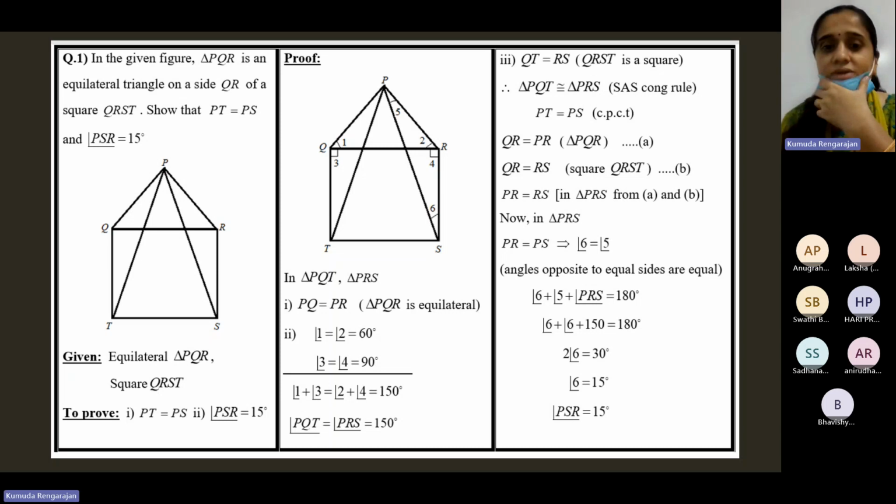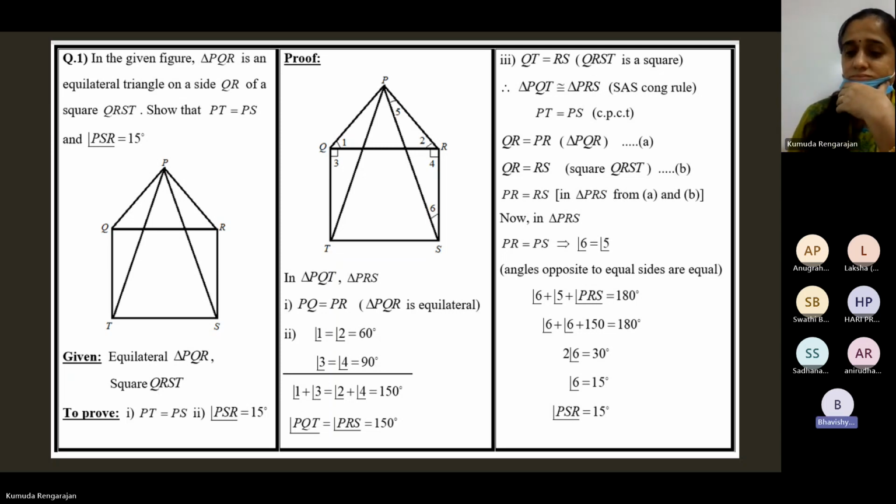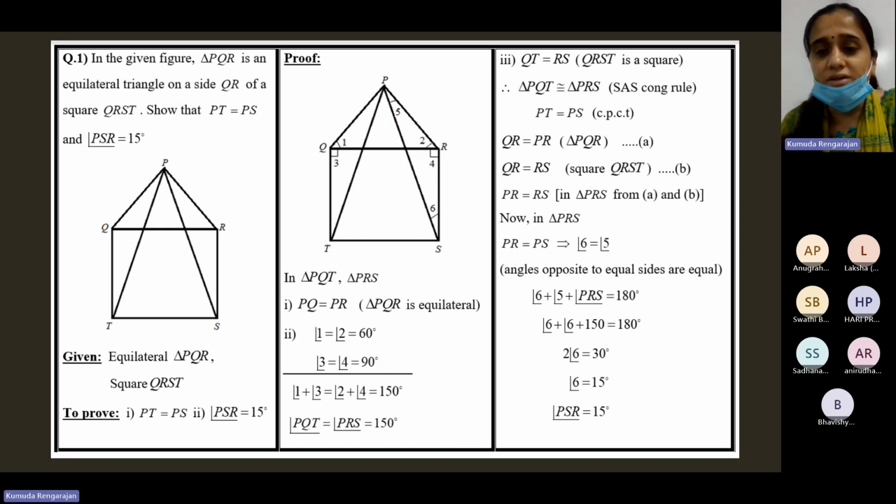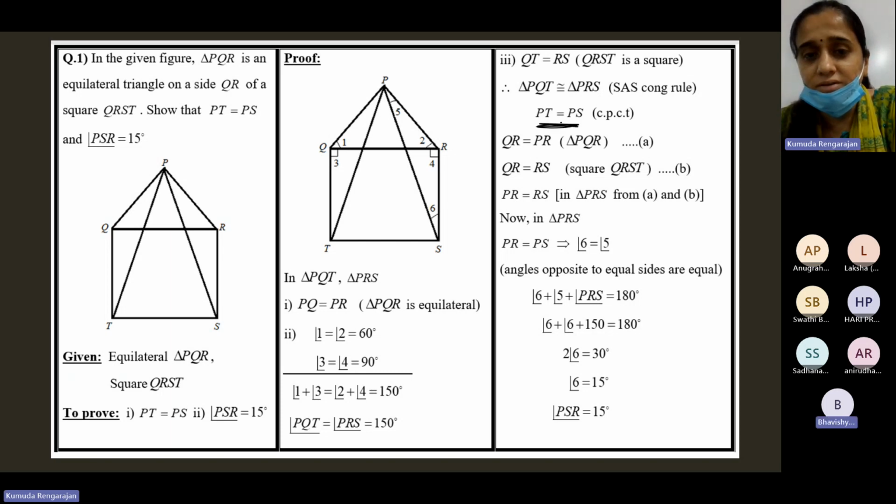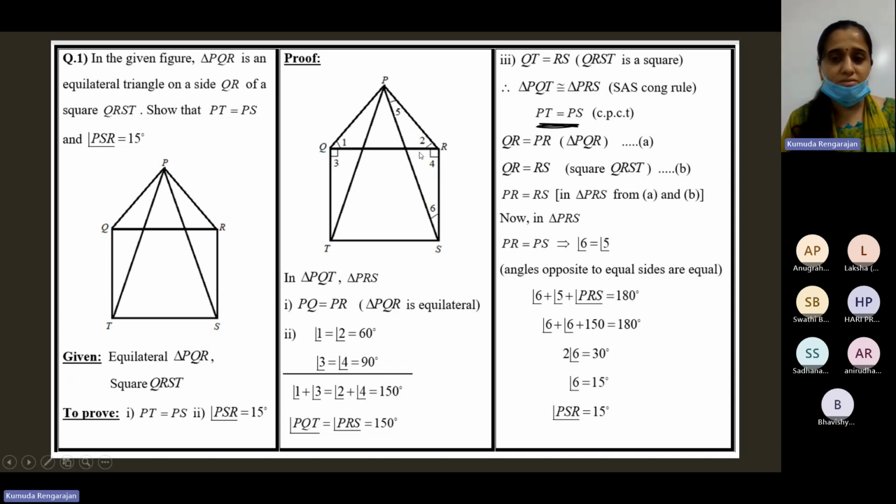Ma'am, can you please explain after that, PT is equal to PS by CPCT? After which one? After this one, PT is equal to PS. This one? Yes, ma'am. Okay, yeah. 1 second. I'll take the figure on a different slide and tell you.